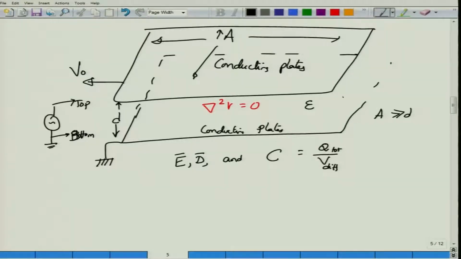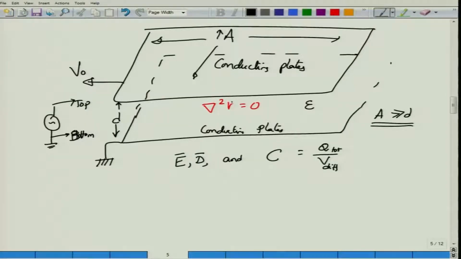So we are going to neglect this fringing field, because my goal is to show you how to solve this Laplace's equation and then obtain the capacitance value for this system, assuming the condition A is much larger than d. Let us not complicate our life in the first example itself.